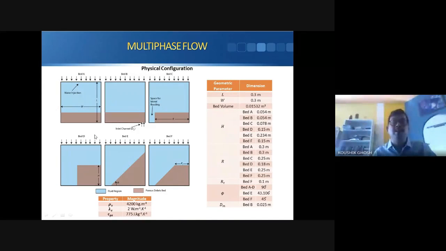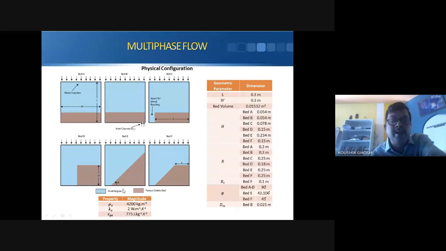Now in the multi-phase flow, which involves the boiling part, you can see different kinds of beds are considered. One is this kind of bed, one is the space for lateral flooding, and how the lateral flooding influences it. Then this conical bed, the truncated conical bed, and the cylindrical bed.